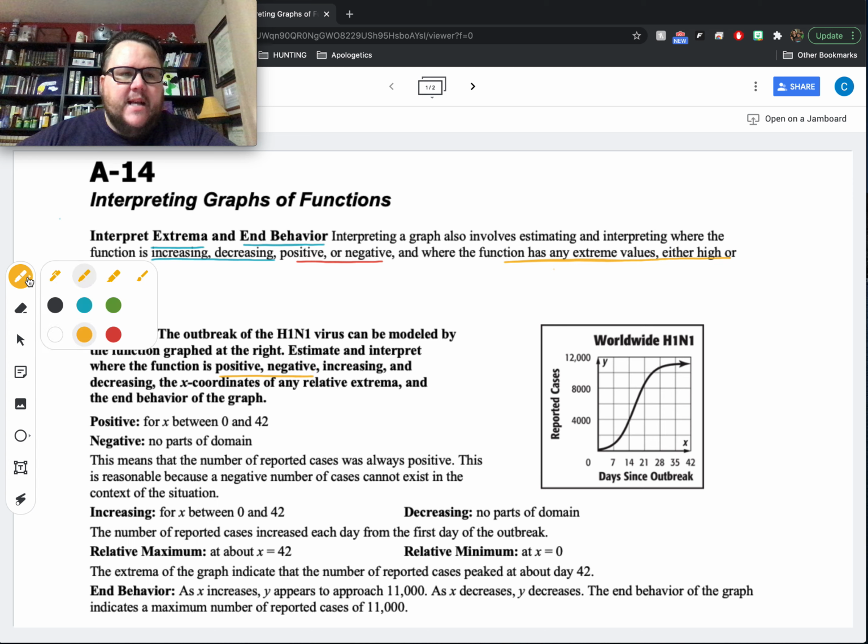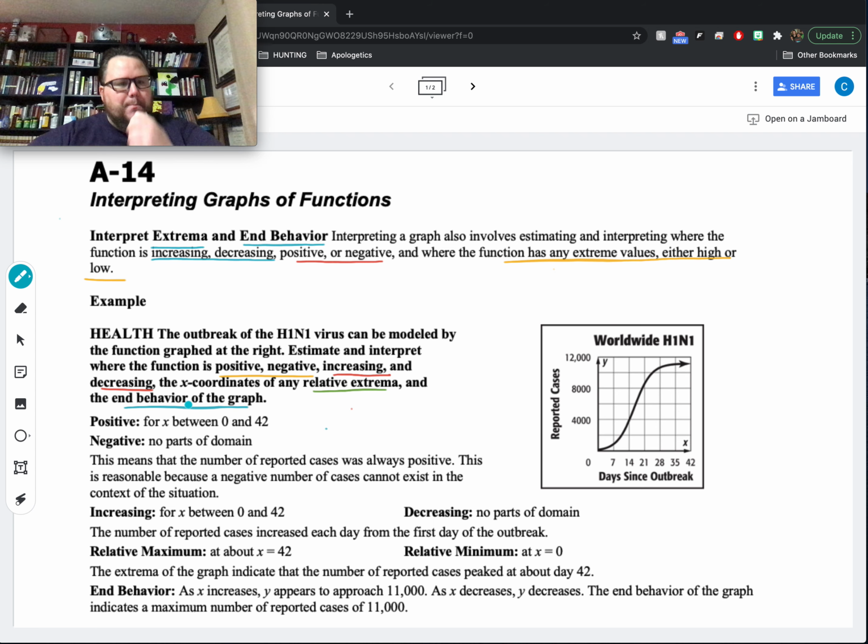So we're going to look at positive and negative, and then increasing and decreasing, the x coordinates of any relative extrema. Then we're going to look at relative extrema, and we're going to talk about end behavior.